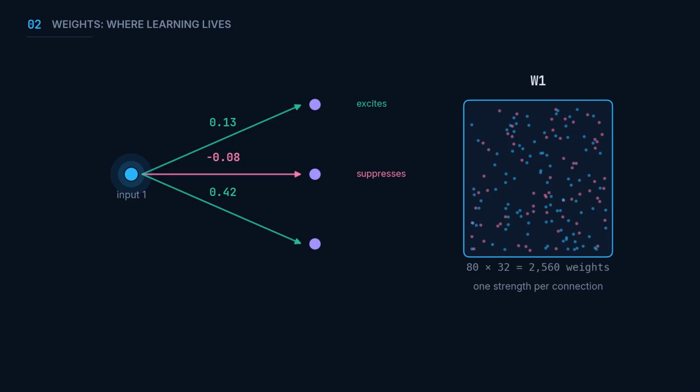And here's the humbling part. They start out completely random. Before training, this network knows absolutely nothing.